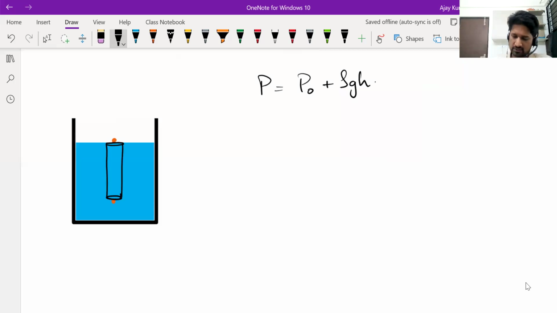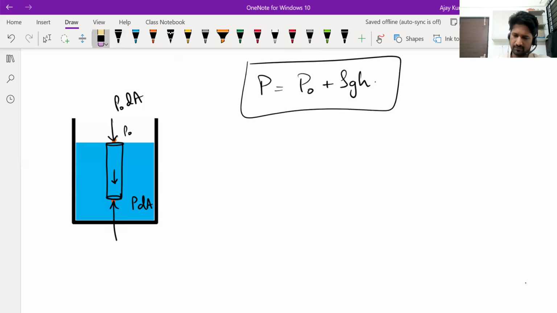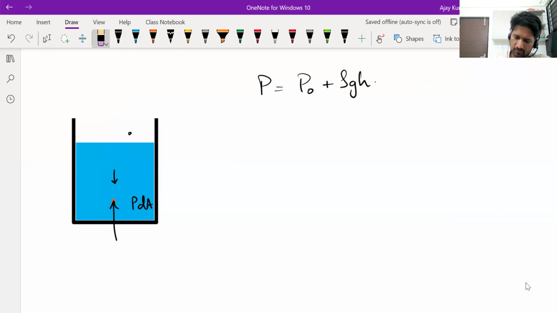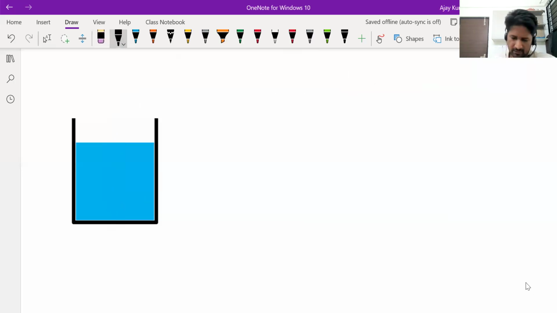Vertical forces. Pressure here was P naught, so in this direction, P naught into area, that force will be acting. Pressure here is P, so in this direction, P into area, that force will be acting, and its own weight will be acting. You know that the element is in equilibrium. You wrote the equilibrium condition, meaning you balance the forces, and you get this. That's fine. Now assume this container is accelerated. That is the next part of this discussion.